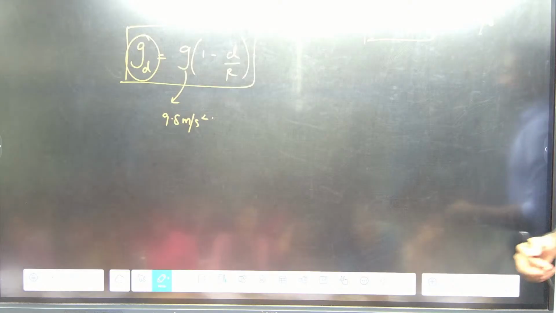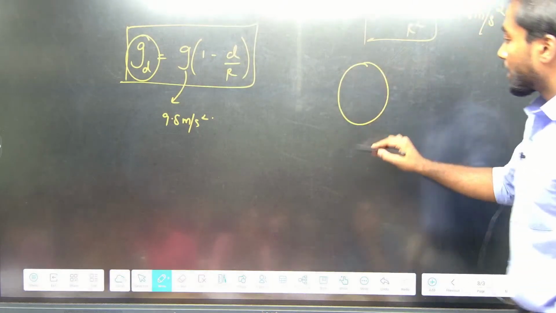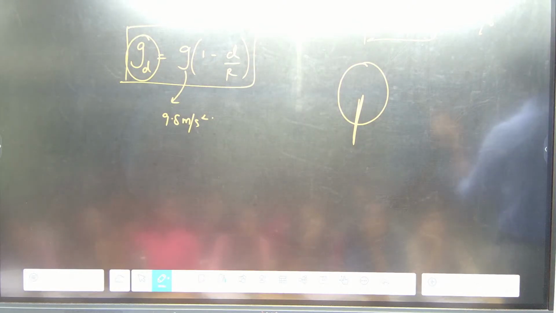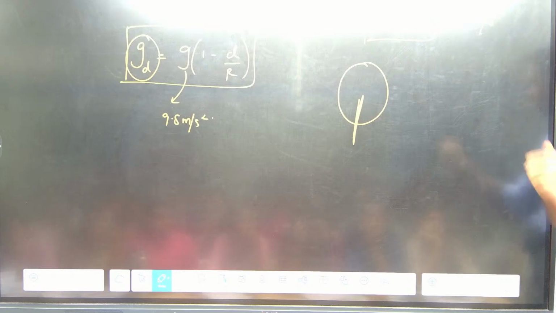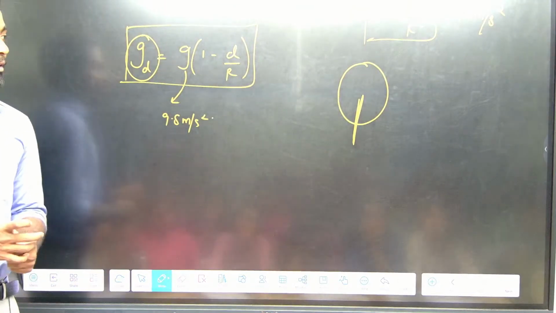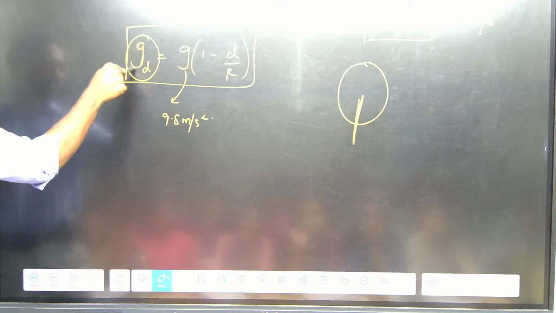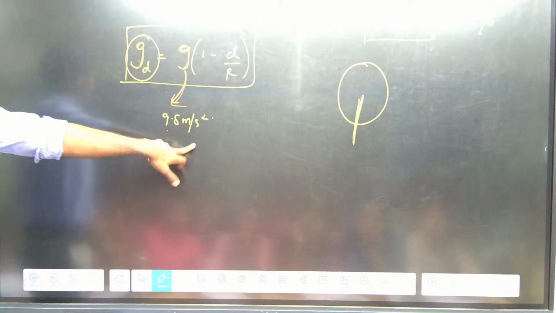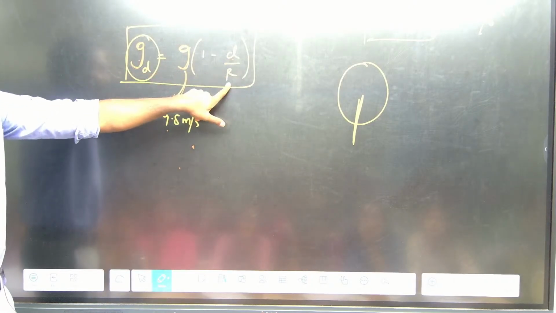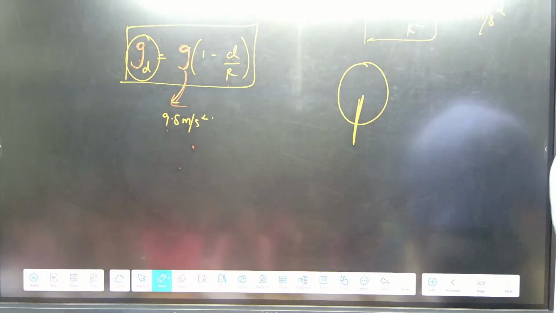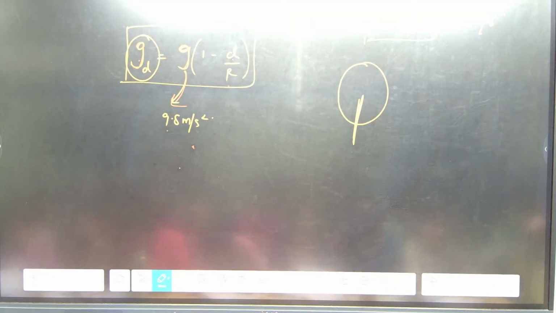Try to understand, if this is the earth surface and we go deep inside, like the core of the earth, then as we go deep into the earth, the gravity keeps decreasing. Here, this is the g which we are going to find, and this g is 9.8 meter per second square. d is the depth, r is the radius of the earth, which is 6400 kilometer.